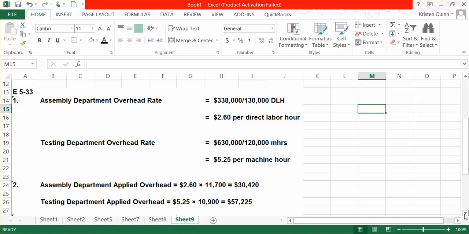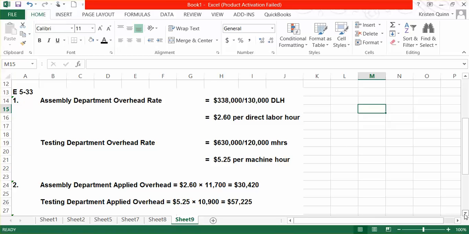They tell us that the assembly department for the month of March incurred 11,700 direct labor hours. That's how many actual hours their direct laborers worked during that month. We're going to multiply that by our predetermined overhead rate of $2.60. That tells us that we applied in the month of March $30,420 in overhead to the assembly department.